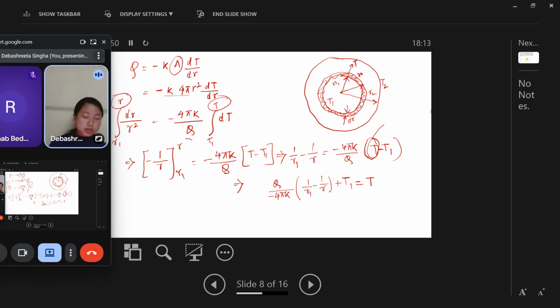So if anyone asks you what is the temperature profile, this is the temperature profile. If temperature profile means you are asked to find out what is the generalized formula for T, and what is the generalized equation for T. Now if you want to calculate for 2 points R1 T1 and R2 T2, then just substitute this T with T2 and R with R2. You will get.